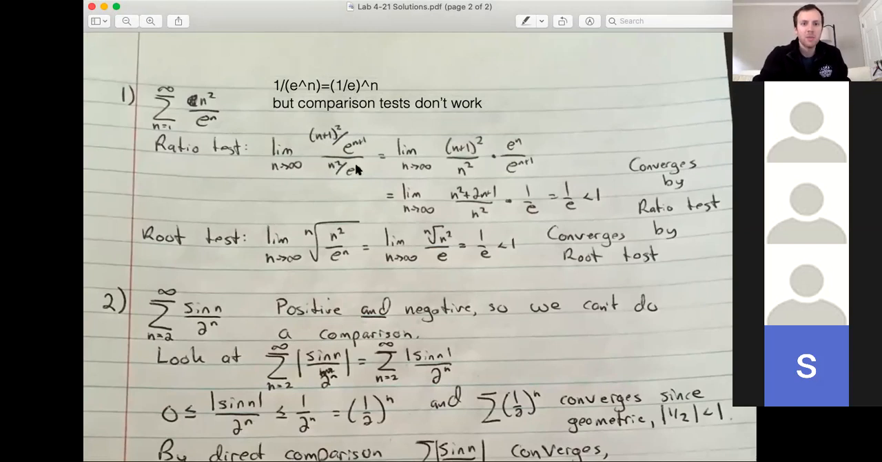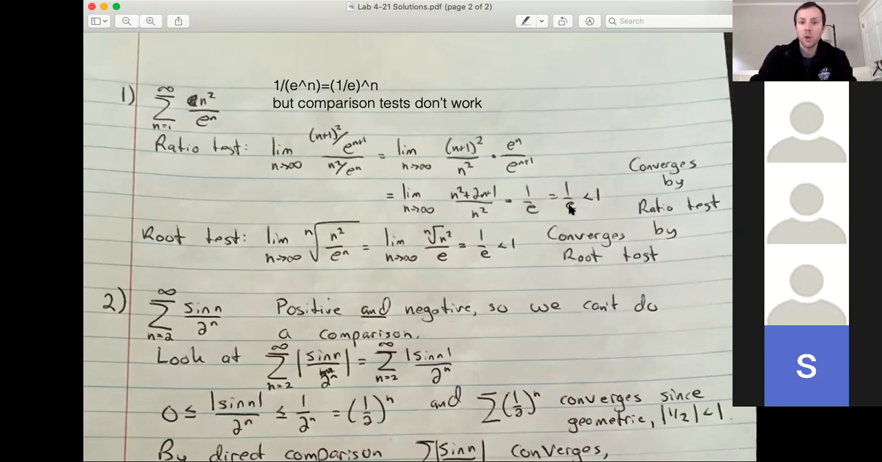Then you flip and multiply, and when you do that, you group things, putting the exponentials together and the polynomials together. The exponentials get some cancellation to be 1 over e. Over here, we don't really get cancellation, but what we do get is a rational function, and they have the same power. They're both n squared. And so this is fixed, that's just 1 over e, and this limit goes to 1.